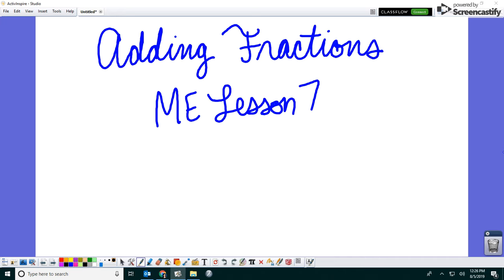Happy campers. Let's add fractions. This corresponds with Math Expressions lesson number 7. All right, so I like to do these in what I call a T-chart.